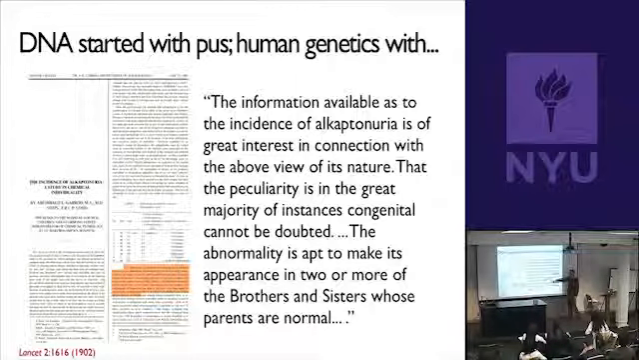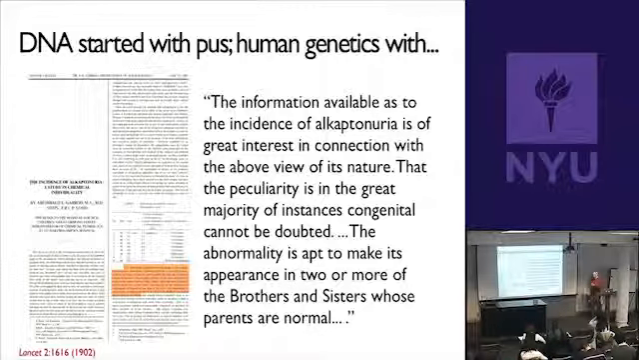"The abnormality is apt to make its appearance in 2 or more of the brothers and sisters whose parents are normal." Okay, so this is basically the hallmark of recessive inheritance, right? That you have 2 parents who are carriers of the alkaptonuria disease allele. They're both heterozygous. They have 1 good copy, 1 bad copy. Neither one of them has the disease. But when they have children, then those 2 bad copies of the gene can get together and cause the disease.